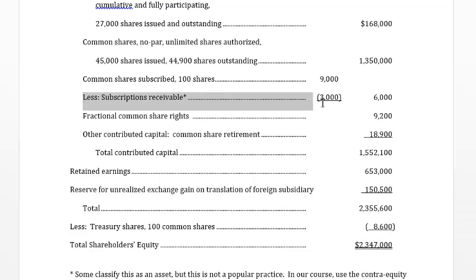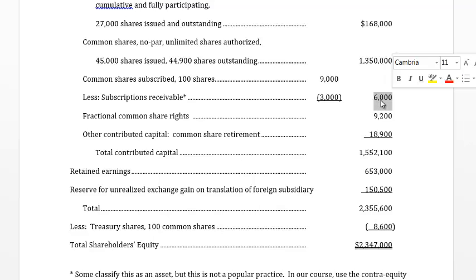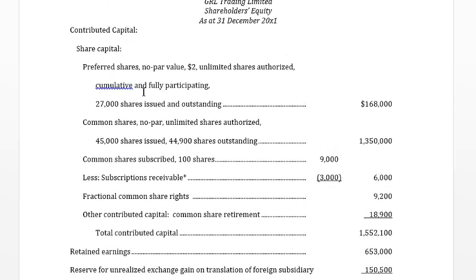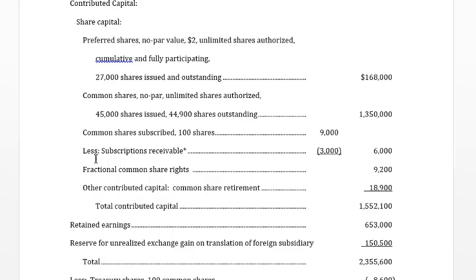You can deduct it directly from your common shares subscribed, deduct the receivable from that to show your common shares subscribed at the total amount of cash that's been paid for those shares to date. Or you can show it between your treasury shares and your total shareholders' equity. Up to you. But this is a more popular presentation than what I'm showing you here. So this concludes our short video on preparing the equity section of the balance sheet with a short little lecture here on fractional share rights.